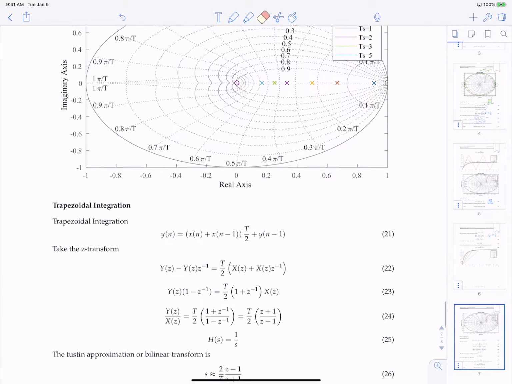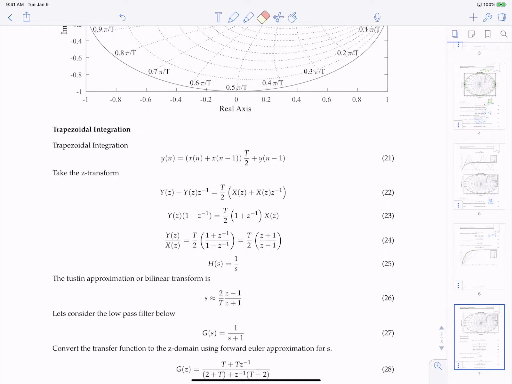Now let's do the last one, which is trapezoidal integration. Of course, we remember what this is. This looks like this. We have one sample here. We have the previous sample. And we essentially draw a line through it, integrate this area. This would be x of n. This would be x of n minus 1. We get that area, so x of n minus 1.